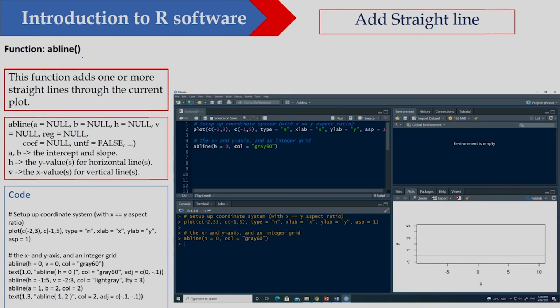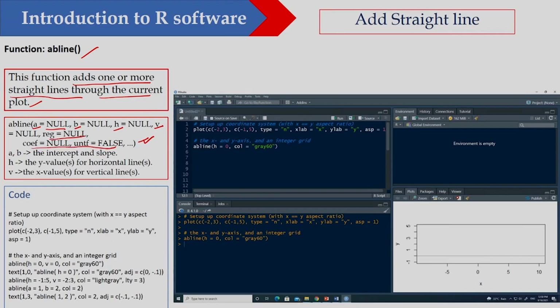The function name is abline. The function adds one or more straight lines through the current plot. Suppose you have a current plot, and on that plot I would like to draw a single line or multiple lines. I can draw them using this function. This is the syntax for this particular function. Here I need to define a; if I am not defining it, the default value is NULL. Similarly I have to define b, then h, then v, then the other arguments of this function.